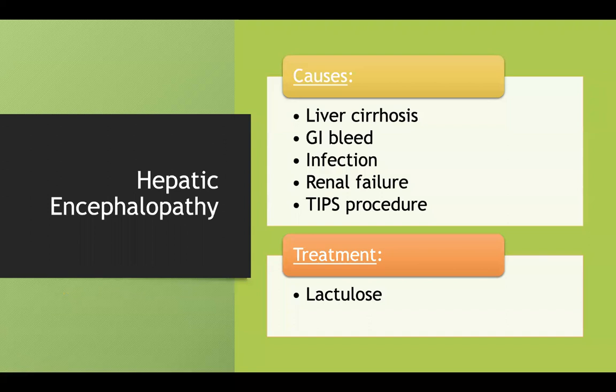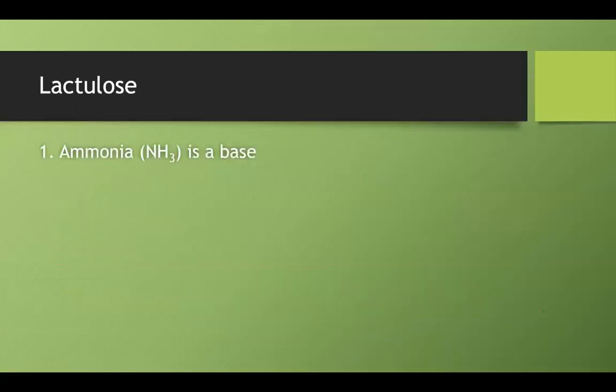There's two treatments I want you to know for hepatic encephalopathy, and those are lactulose and rifaximin. And I'm going to go over the mechanisms now. So for lactulose, we're going to talk a little bit about acids and bases. So ammonia, NH3, is a base. And what is a base versus an acid? So back to basics. An acid is anything that can basically get rid of its hydrogen ion, and a base is anything that can accept the hydrogen ion. So there you go. Acids donate protons and bases accept them.